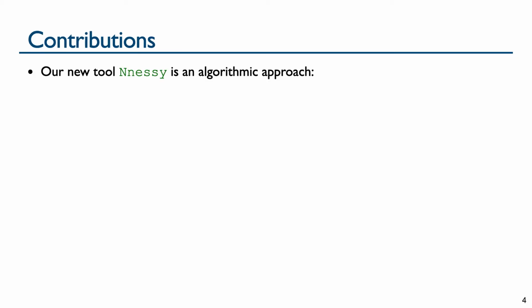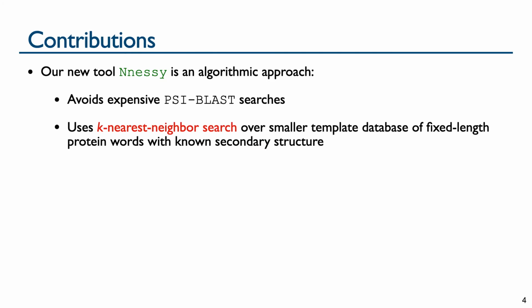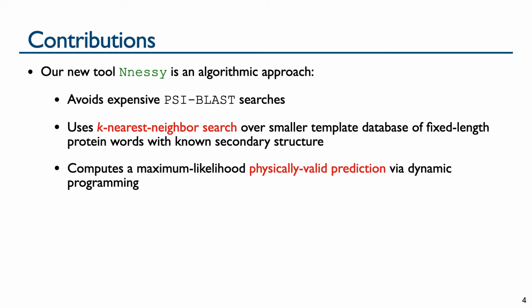Our new tool Nnessy is an algorithmic approach to protein secondary structure prediction, which avoids expensive SciBlast database homology searches. Nnessy is template-based and uses k-nearest neighbor search over a smaller template database of fixed-length protein words with known secondary structure. These words are searched under a distance metric that obeys the triangle inequality, so we can leverage algorithms for nearest neighbor search over a metric space, so the problem is much more structured. Nnessy also computes a maximum likelihood physically valid prediction via dynamic programming, where the dynamic programming satisfies minimum run lengths, even for the 8-state model. The dynamic programming runs in linear time and is easily adapted to other tools.